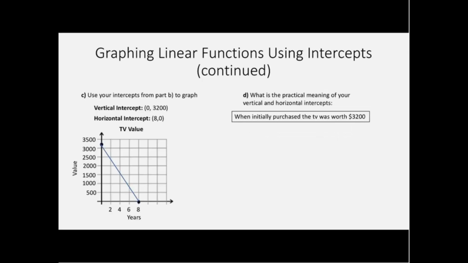Y is my output, which means the cost would be 0. An easy way to say that is after 8 years, the TV will be worthless or worth 0 amount. Any way you want to say that it is equal to 0. Both of those answers will work. Yes, you could slightly alter them, but that's the idea. You should be talking about an initial time, where the value of your thing was this, and after a certain amount of time, the value of your thing would be 0 if it's the intercept.